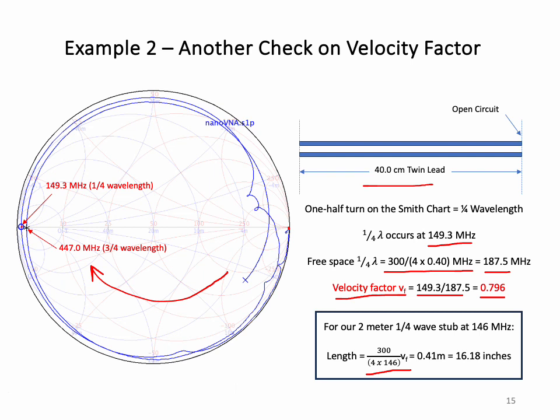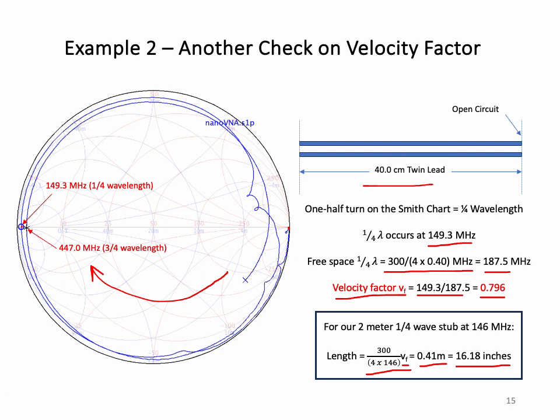146 is the frequency in megahertz. VF is now the velocity factor of 0.8, and if I multiply these numbers out, I end up with a length of 0.41 meters, or a quarter wavelength is 16.18 inches in twin lead at 146 megahertz. But look at what else happens.